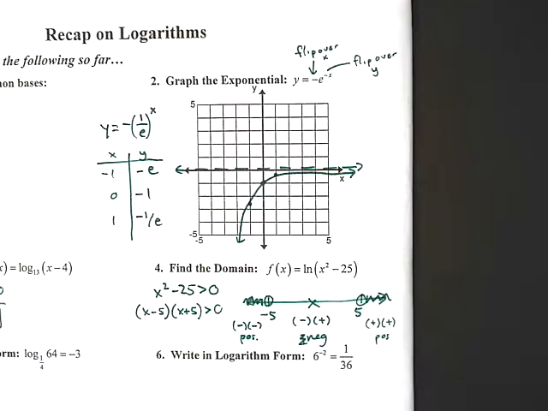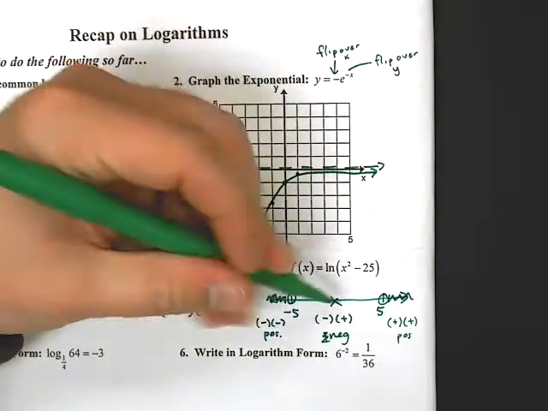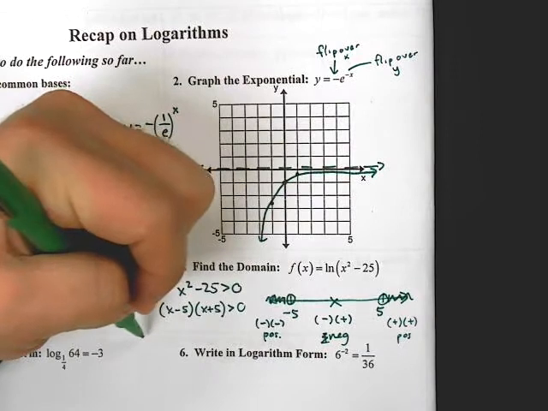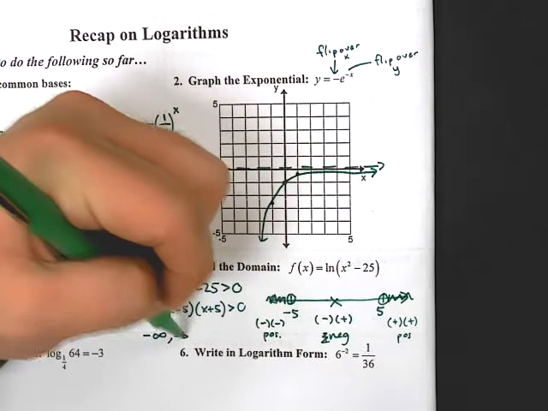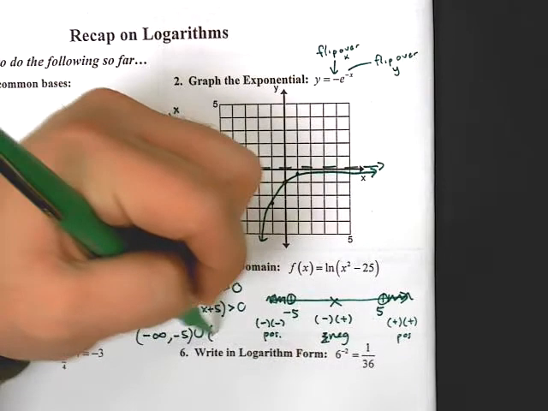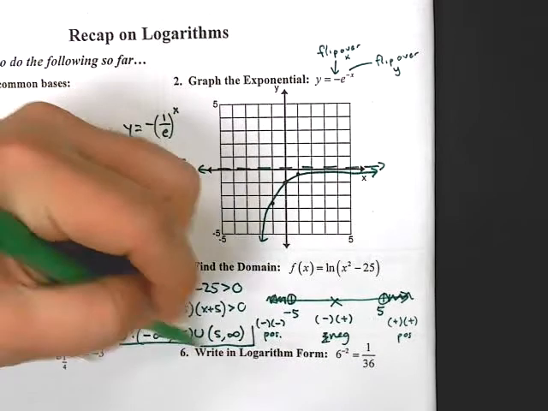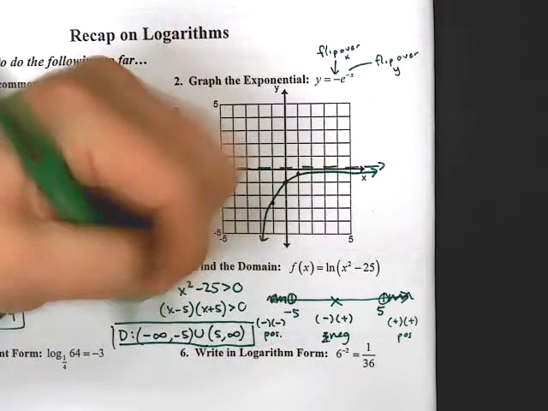So the last thing we would have to say then, guys, is we have to write out, probably using interval notation. So I would maybe say negative infinity to negative 5 union 5 to infinity. And I'll say domain. Alright? Okay.